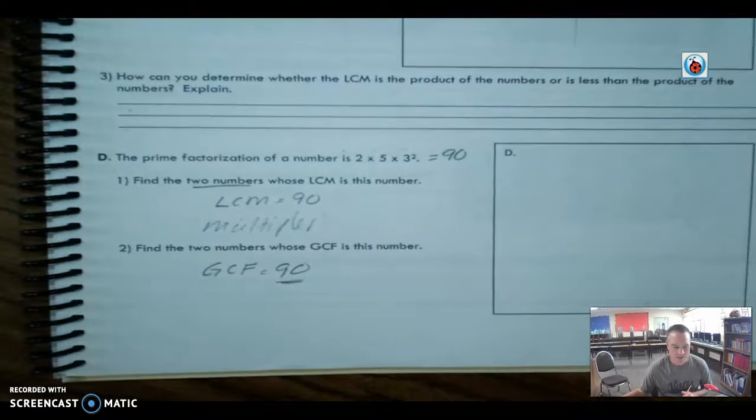Go ahead and try that. If you get stuck on it, we're going to talk about it during math today. So that's the lesson. Talk to you guys soon. Hope it makes sense. If you get stuck on these, we'll talk about answers when we come back.